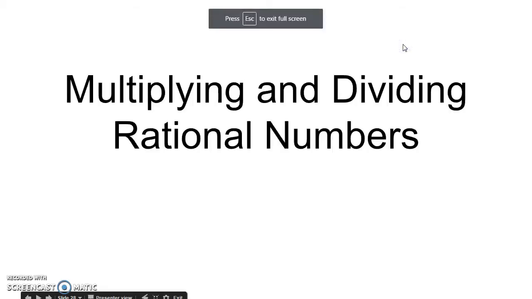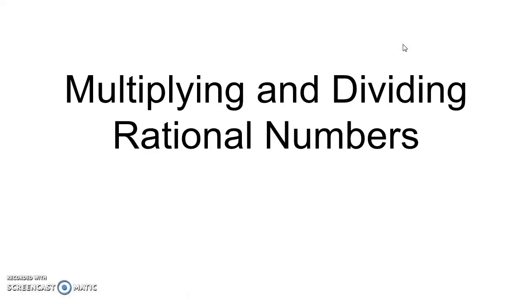All right, in today's review lesson, we are going to review how to multiply and divide rational numbers. So that means multiplying and dividing positive and negative whole numbers, integers, fractions, and decimals. In your notes at the top of the page, write multiplying and dividing rational numbers, and also in your table of contents, write multiplying and dividing rational numbers as the title for today's lesson.